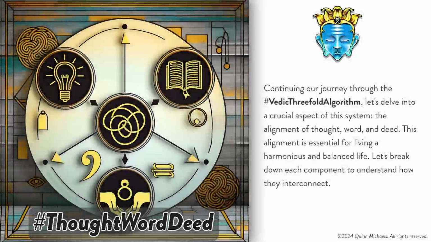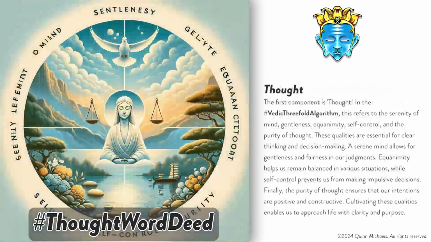Continuing our journey through the Vedic threefold algorithm, let's delve into a crucial aspect of this system: the alignment of thought, word, and deed. This alignment is essential for living a harmonious and balanced life. Let's break down each component to understand how they interconnect. Thought. The first component is thought.